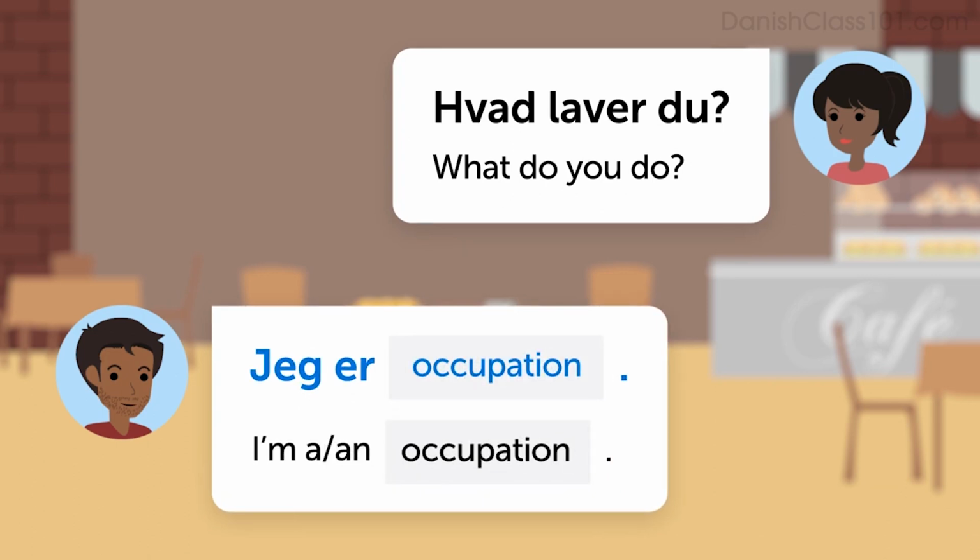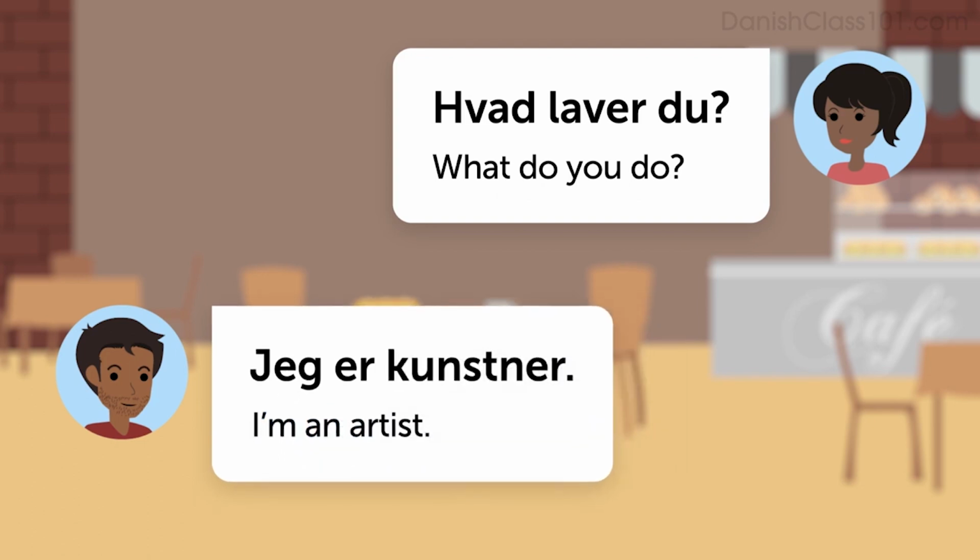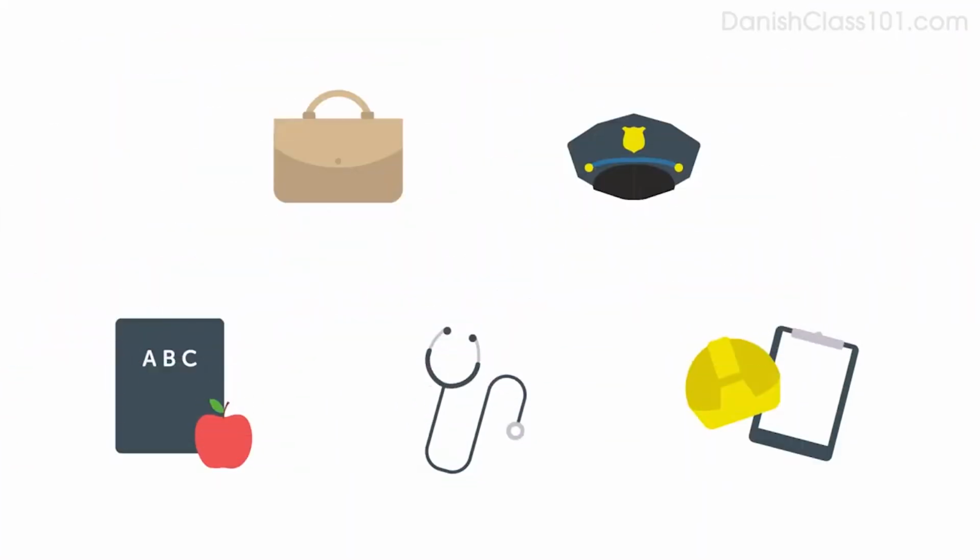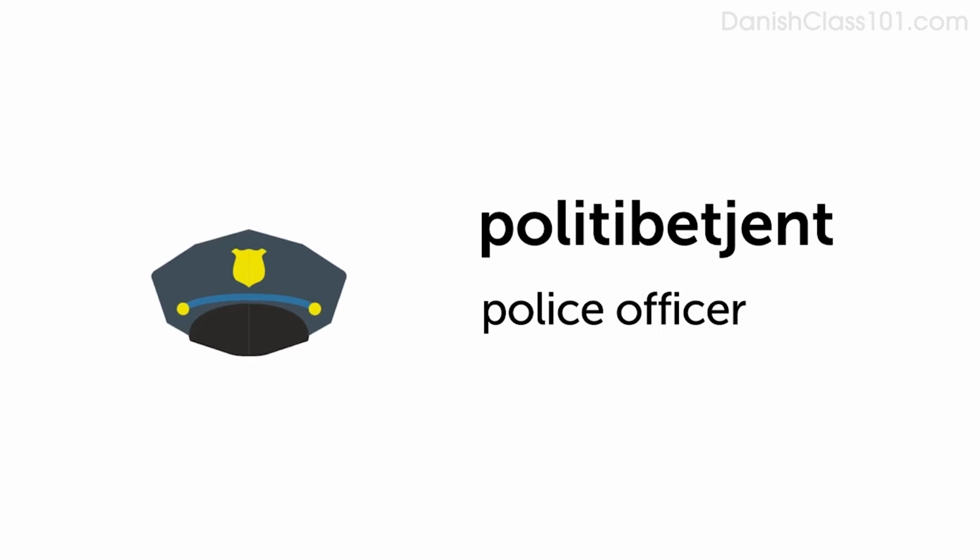Jeg er, your occupation. This Danish sentence literally translates into I am occupation without the article, but it means I'm an occupation in English. For example, I'm an artist. Jeg er kunstner. Here are a few more professions you can use with the same pattern. Police officer, Politibetjent.